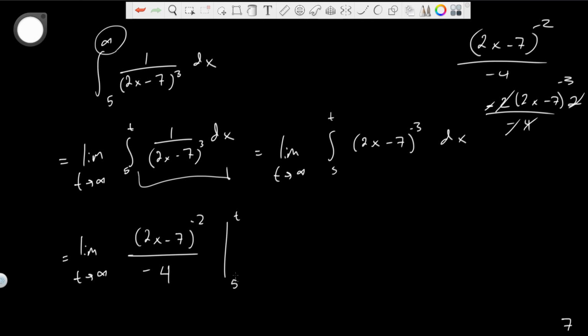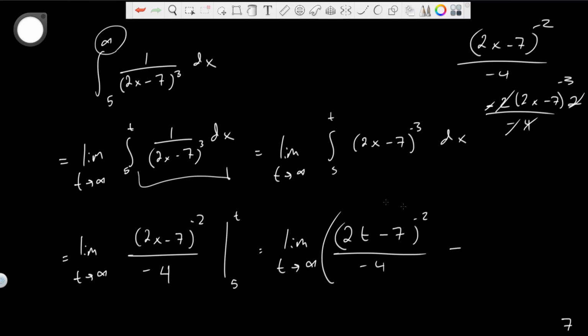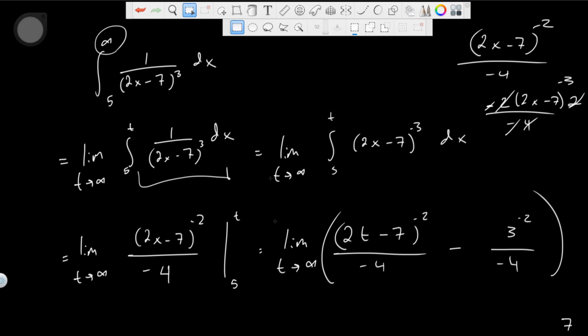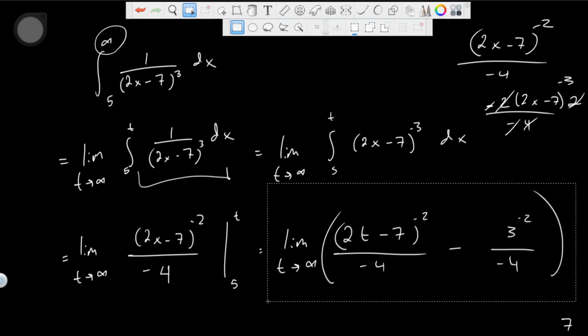All right, we're evaluating this at t, then subtracting it evaluated at 5. The limit. Do not drop the limit of (2t minus 7) to the negative 2 over negative 4 minus, what's that going to be? 10 minus 7, 3 to the negative 2 over negative 4. Let me go ahead and take this to the next page.